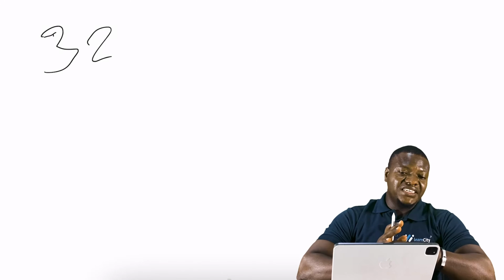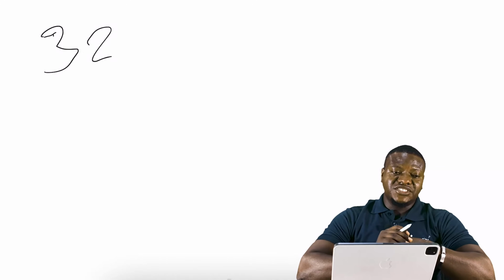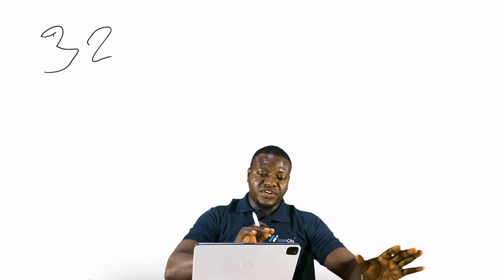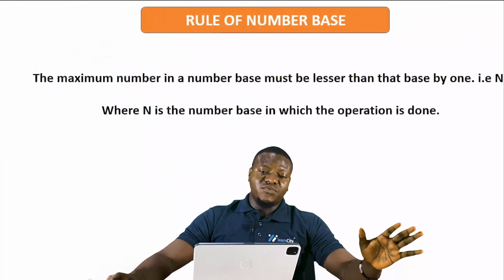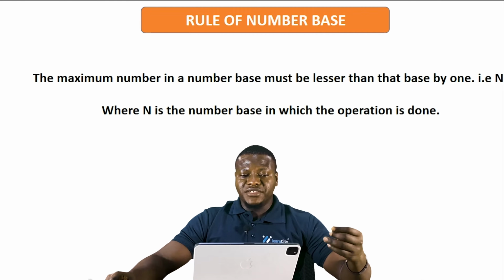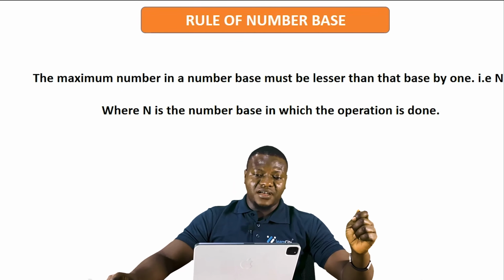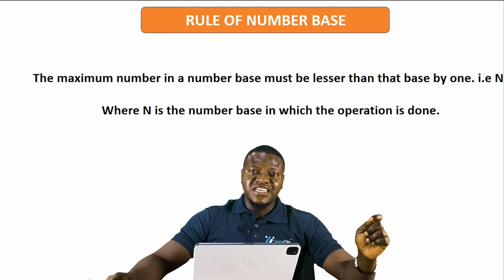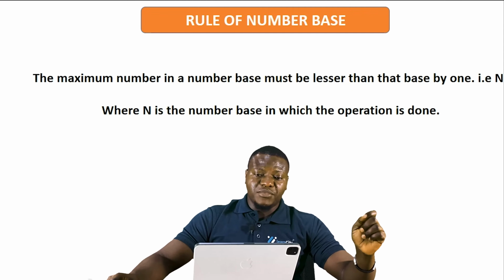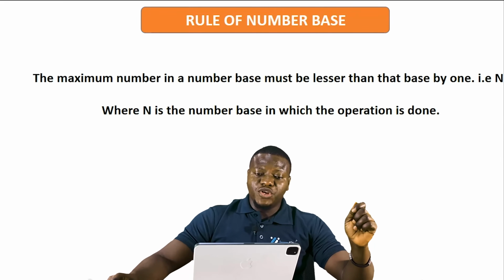But if the number is not in base 10, it is always desired that we put the base in which the number is. So now let us take ourselves through the rule of the number system. When we have a base, we are talking of a number base. The maximum number in a number base must not be up to that base.